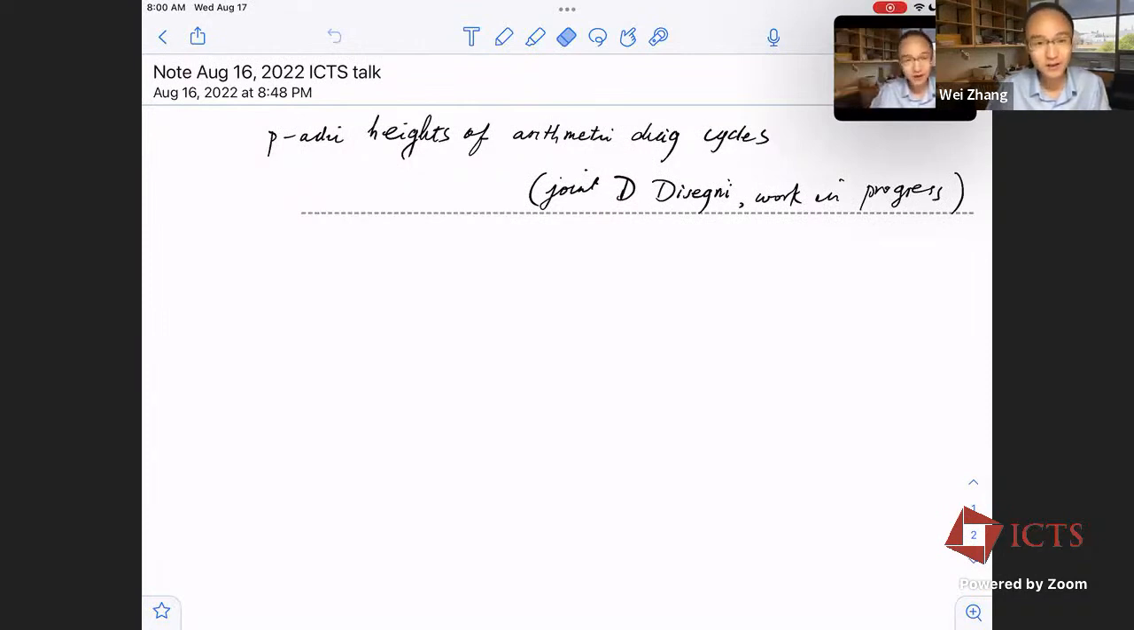So my talk will be about a p-adic version of the Gross-Zagier formula for high dimensional Shimura varieties. So let me start by maybe recalling very quickly.